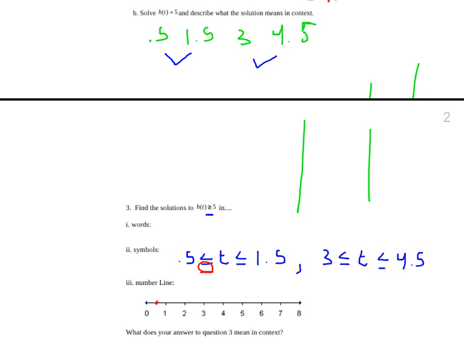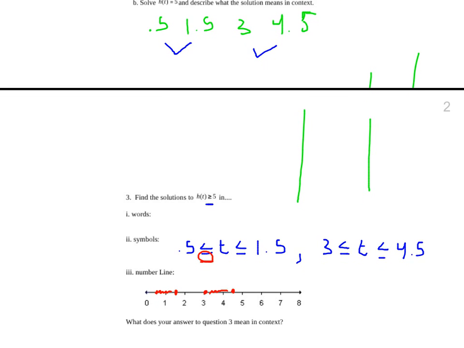I'll put a second closed circle at 1.5, and then the idea is to shade in between them. Okay, that's one interval that shows our solution. The second interval is between 3 and 4.5. So I put a closed circle at 3, a closed circle at 4.5, and I will shade between these two as well. Right, there's our number line solution.